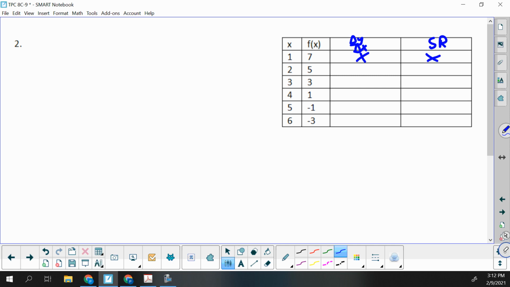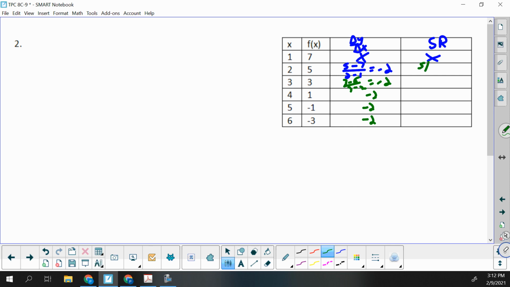Similar idea here, we're doing y2 minus y1 over x2 minus x1. This will give us negative 2. Then we'll do 3 minus 5 over 3 minus 2, which will give us negative 2. And we would find that we get negative 2 for each of them.